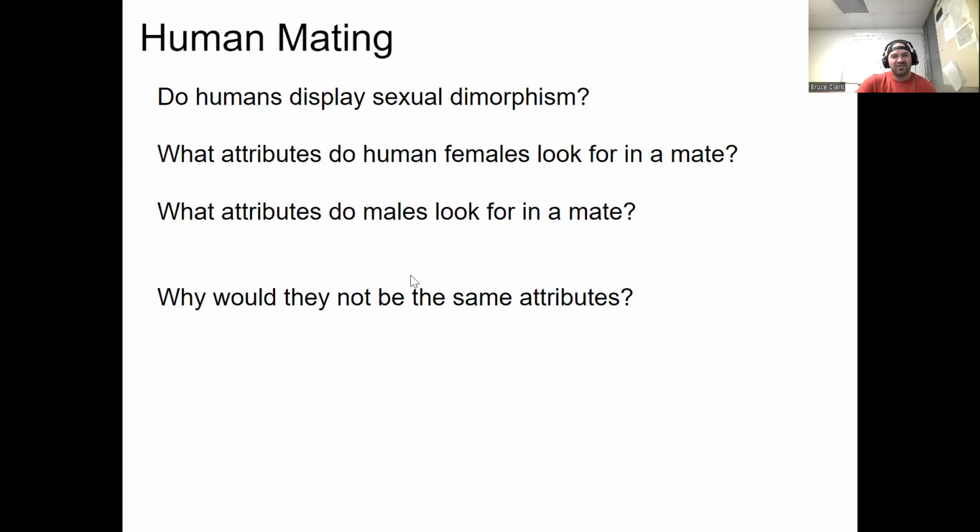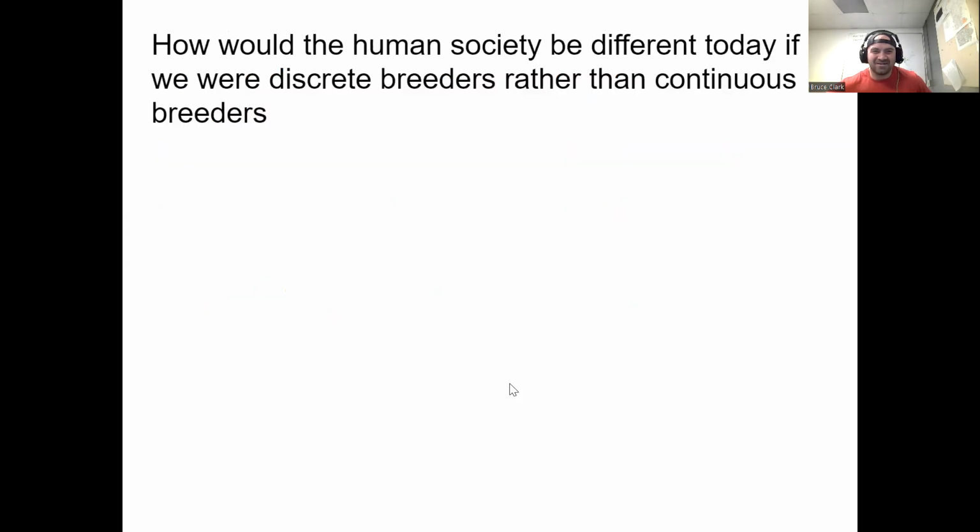Some food for thought there. If we were in person, we'd have a debate about these things, but do humans display sexual dimorphism? What are attributes that make humans more or less attractive to the opposite sex? What are those indicators of, genetically speaking, and why they may not be the same attributes? Yeah, it's a little harder to do this activity when we aren't in person talking to each other. So we'll skip that for now.